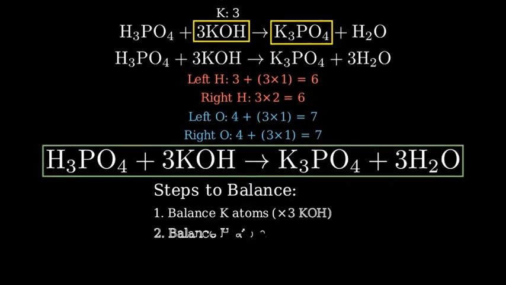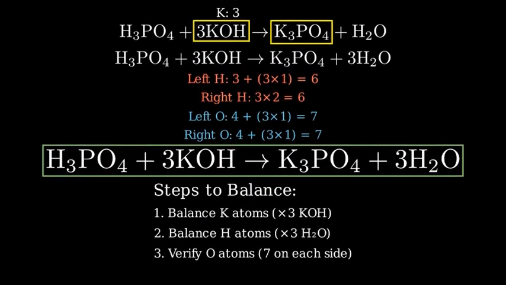To summarize, we balanced this equation by first balancing potassium, then hydrogen, and finally checking that oxygen was also balanced. Remember, in any chemical equation, the number of atoms of each element must be equal on both sides.